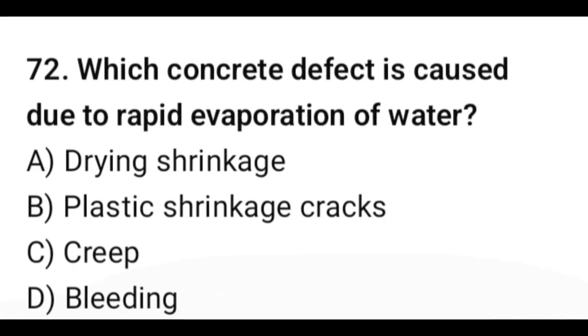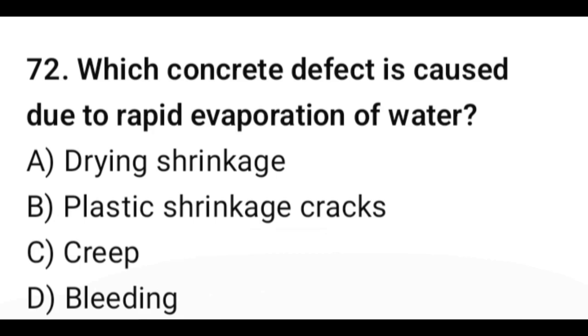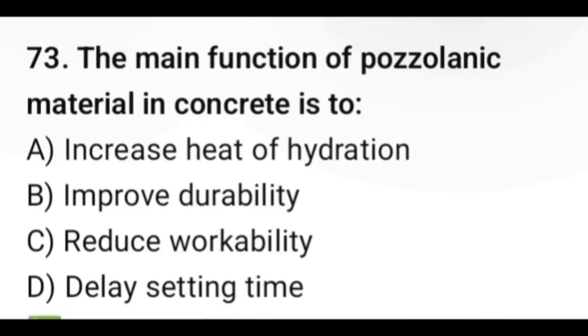Next question. Which concrete defect is caused due to rapid evaporation of water? Option A is drying shrinkage, option B is plastic shrinkage cracks, option C is creep, option D is bleeding. So the right answer is option number B, plastic shrinkage cracks is the defect caused by rapid evaporation of water.